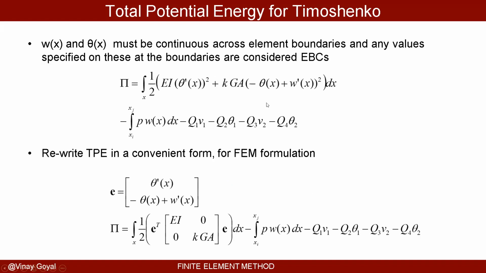Now what I can do with this total potential energy, I can rewrite the total potential energy in a more convenient way. And that's very useful for finite elements. What you see here is a little trick. I've taken E bold and called it that. And I put E bold in a vector, right? And then I have this EI, K times GA, and then this also goes here.